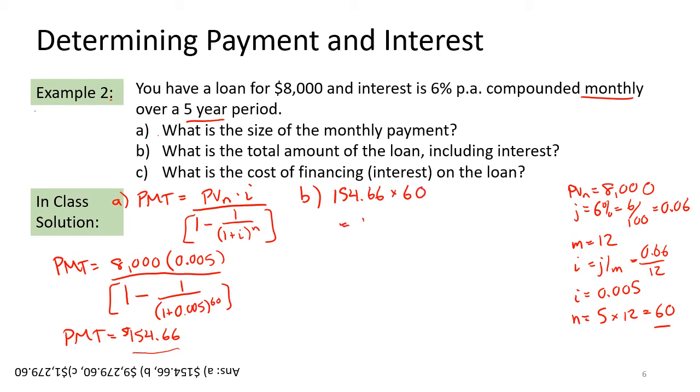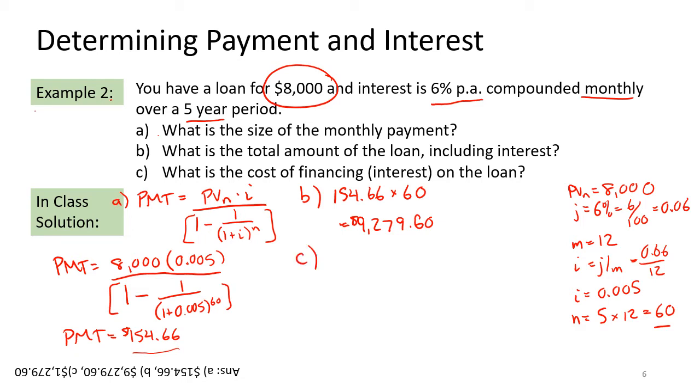And if you do that, you get $9,279.60. So you'll notice that it's a lot higher number than the original loan of $8,000. And that's because interest is being charged monthly, okay, over this entire 5-year period. So what that means is, looking at part C, what is the cost of financing? In other words, the interest on the loan.